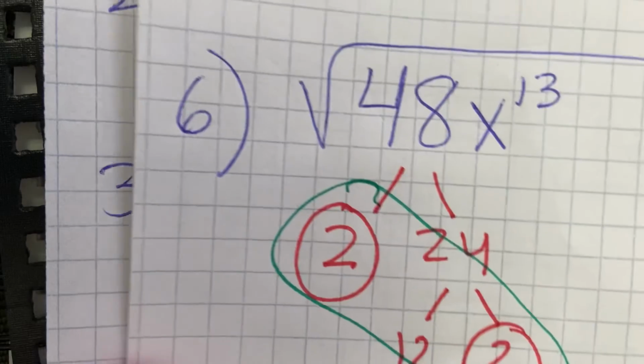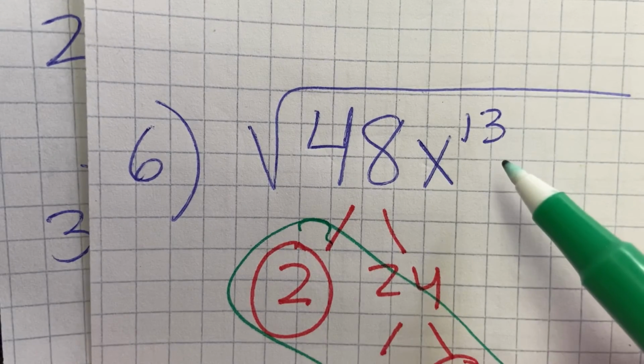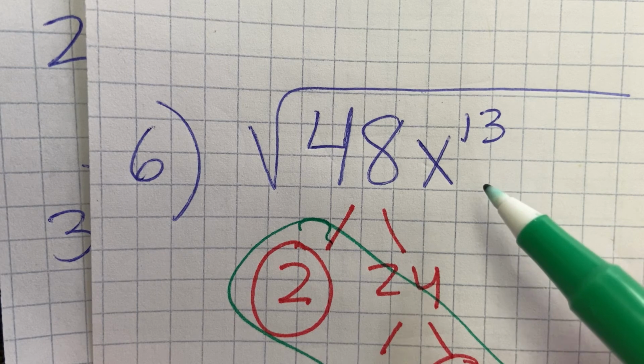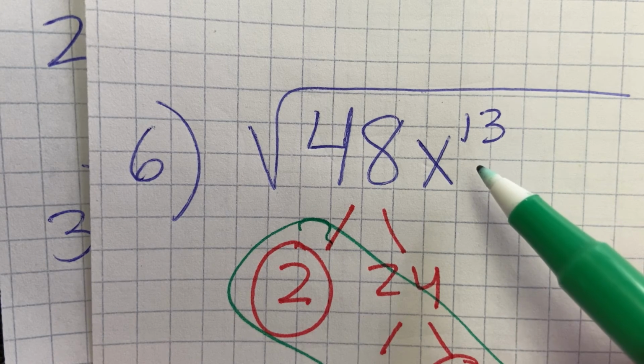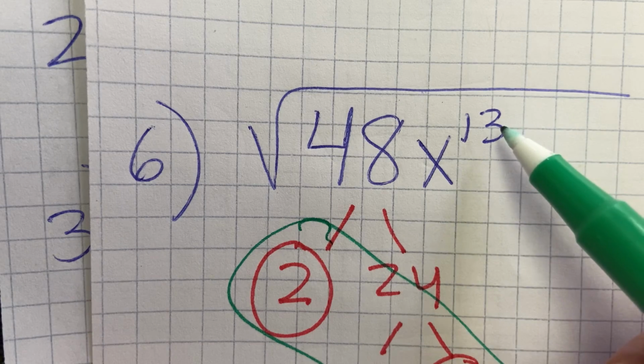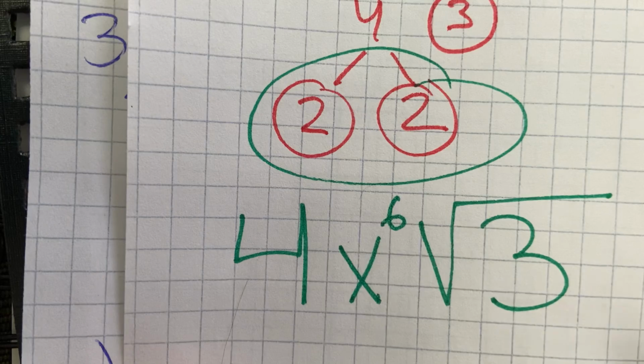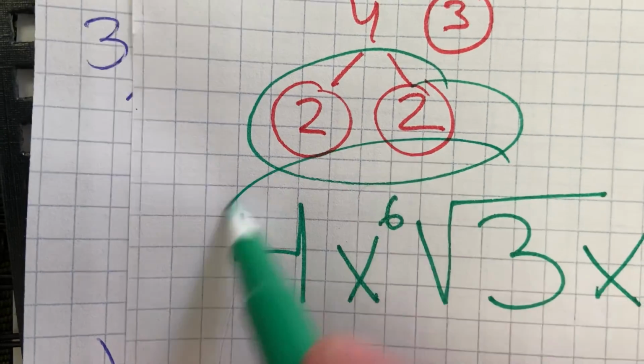Let's go up to the x's. There's 13 x's. So pairs are by 2. So if I have 13 x's, 2 times 6 is 12. So I can make 6 pairs with 1 left over. So then it would be 4x to the 6th with 1 left over x. That would be my final answer.